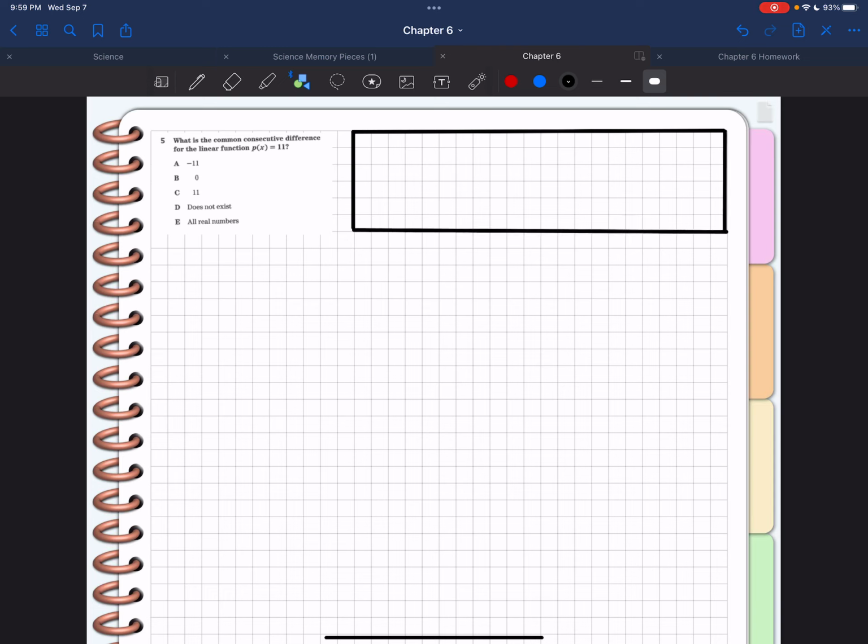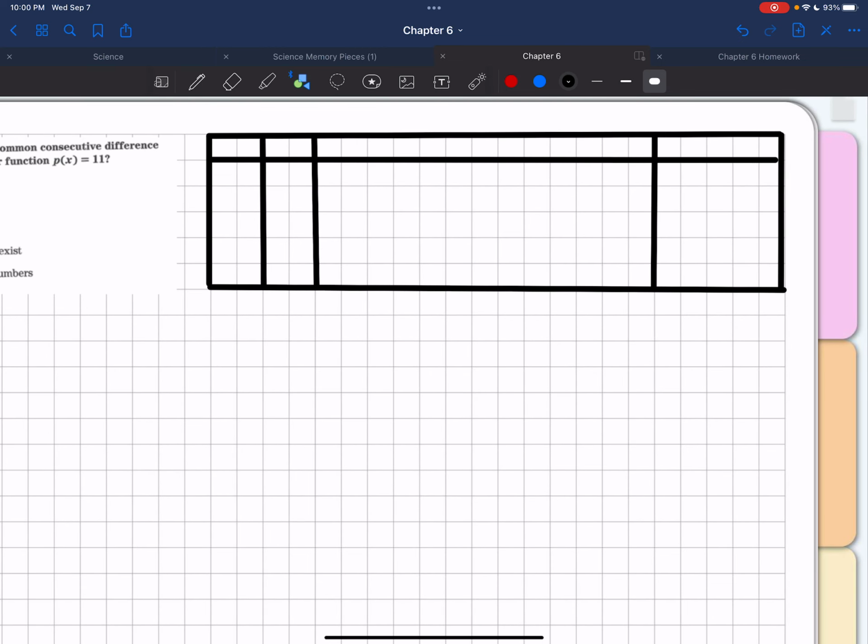And I'll just go ahead and mark off a space for those. And I need a column right there. We'll put X and Y in that first chart. I'm going to give myself some room. They told me to do the first consecutive. No, they didn't. But they told me it's linear. So that means it'll be common at the first level. Okay, so here we go. The function is p of x equals 11.